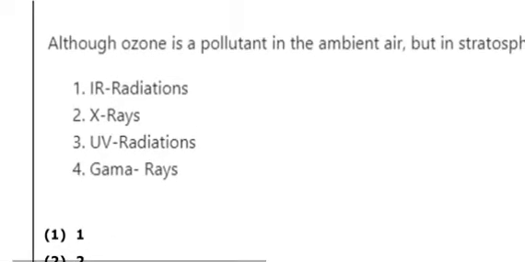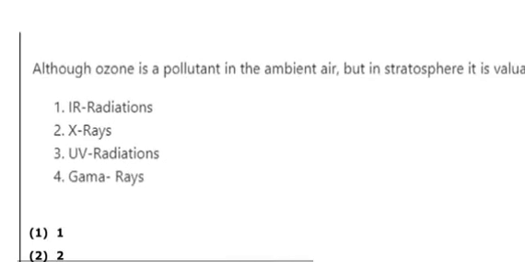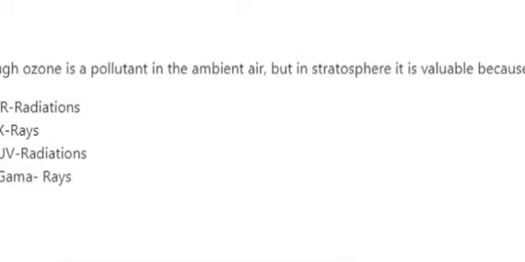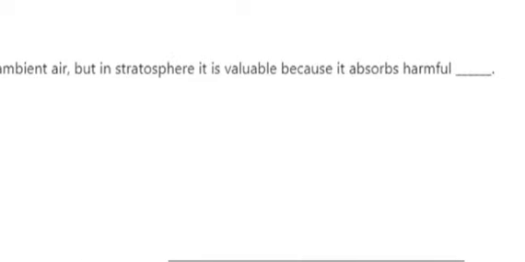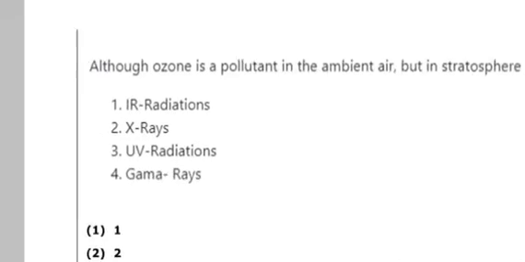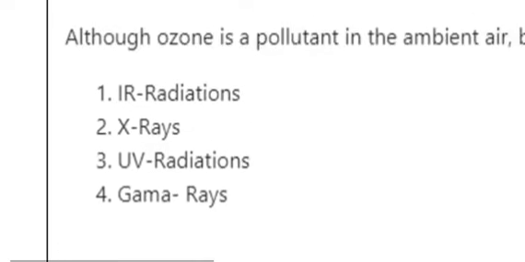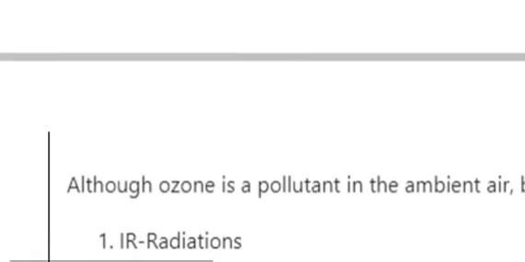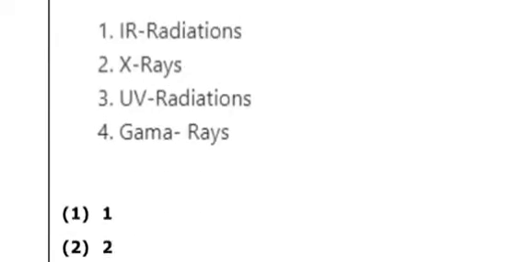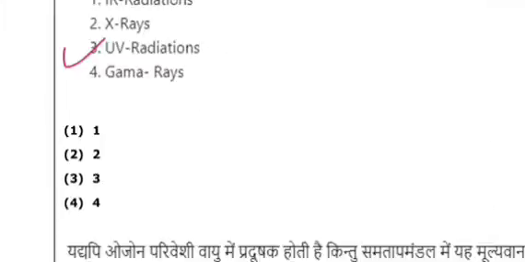40: although ozone is a pollutant in the ambient air, in the stratosphere it is valuable because it absorbs harmful what? IR radiations, X-rays, UV radiations, gamma rays. What do you think? The 40 correct option will be number C, that means UV radiations, ultraviolet, very deadly, detrimental.